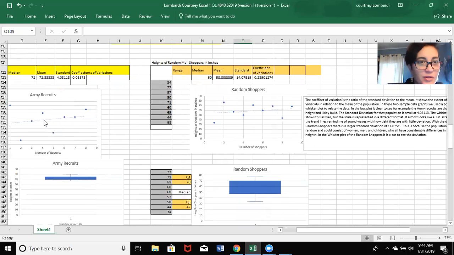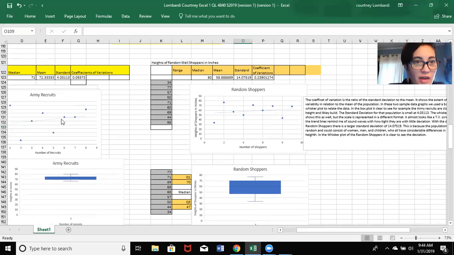the trend lines are so light, and I tried to darken them, but I couldn't figure it out. So maybe I'll be able to figure them out as the semester goes on, figure out how to make those darker so you can see.